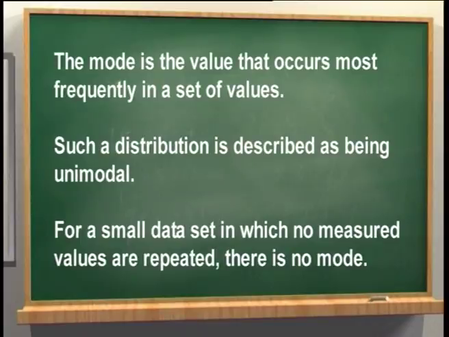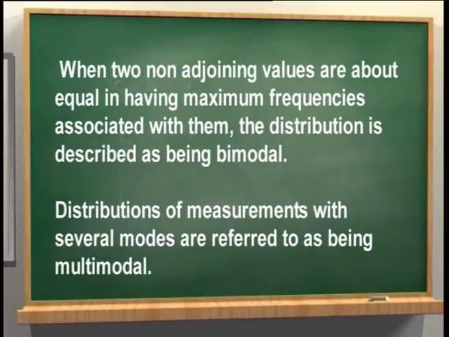Mode. Mode is the value that occurs most frequently in a set of values. Such a distribution is described as being unimodal. For a small data set in which no measured values are repeated, there is no mode. When two non-adjoining values are about equal in having maximum frequencies associated with them, the distribution is described as being bimodal. Distributions of measurements with several modes are referred to as being multimodal.